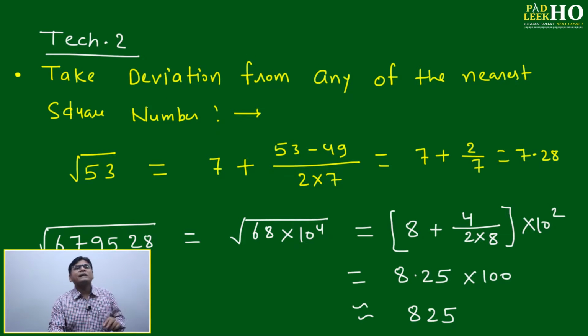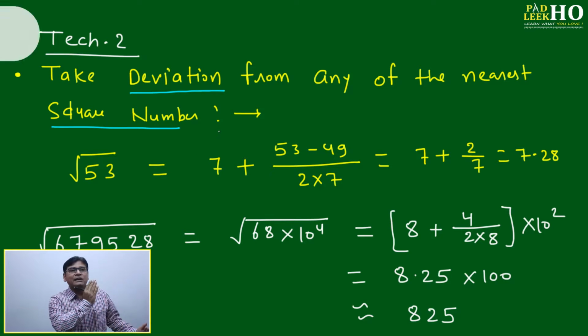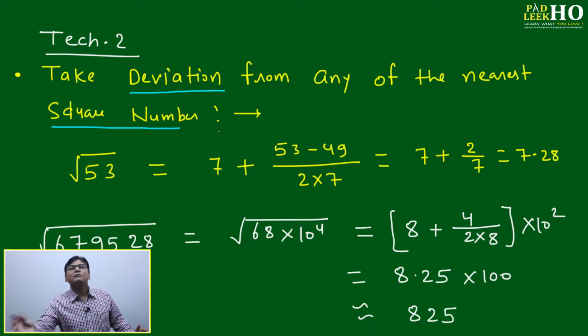Now we'll go for technique number 2. What is there? This will work based on the deviation. What is deviation? Deviation from the nearest square number, not deviation from just any number. We have to take one landmark. Landmark means a perfect square number, and we count how much the number is deviated from it. That deviation we will add. That is the only simple thing.